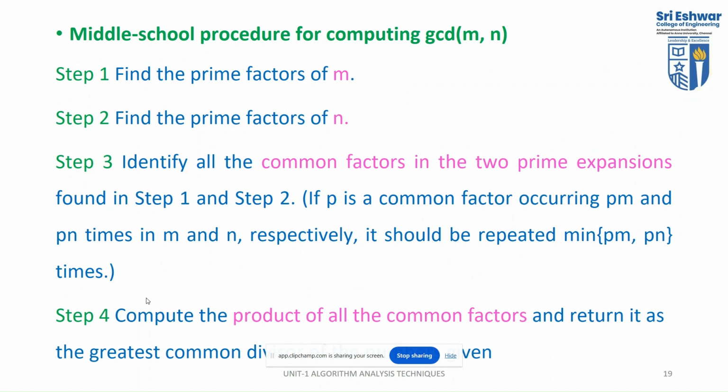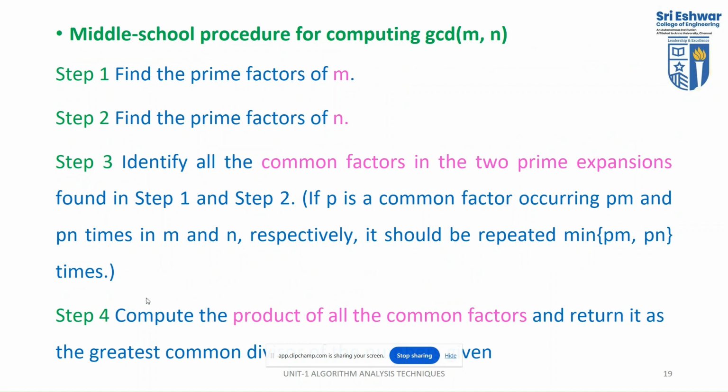Next, one more algorithm for computing the GCD value of m comma n is the middle school procedure. The middle school procedure steps are described below. First step is to find the prime factors of m. Second step is to find the prime factors of n. And third step, identify all the common factors in the two prime expansions found in step 1 and step 2.